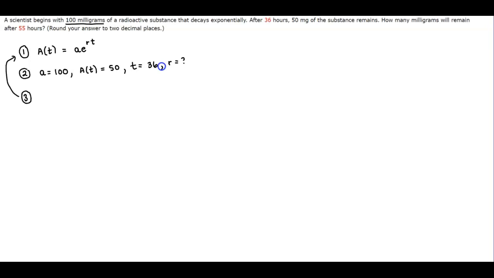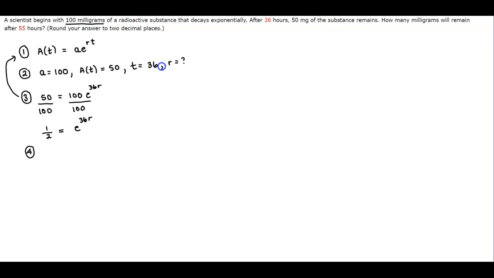We know that A of t is 50. We know that A is 100. And we have e. We know that t is 36, and that's 36r. So we want to solve for r. By doing that, we can divide first everything by 100. And so 50 divided by 100 gives us 1/2. And that's equal to e to the power of 36r.